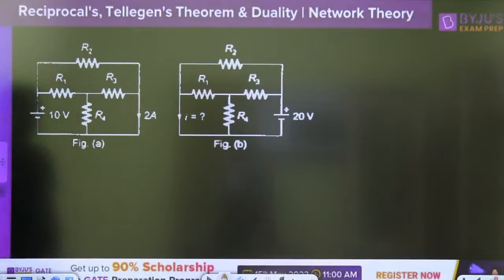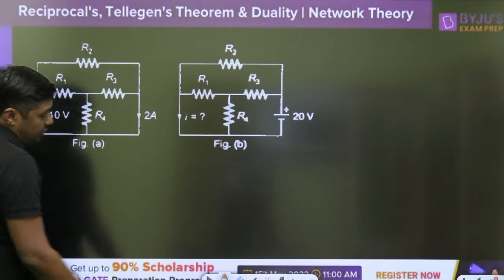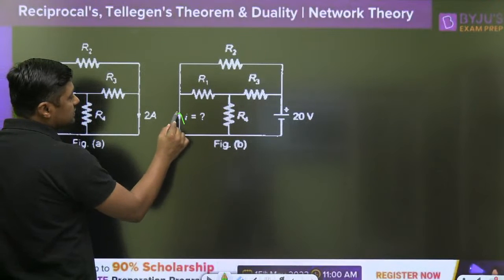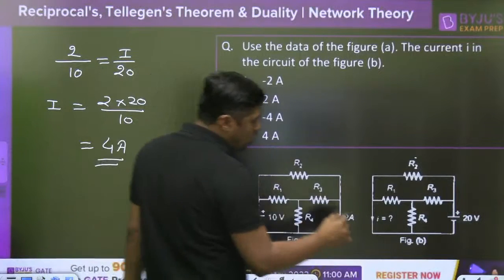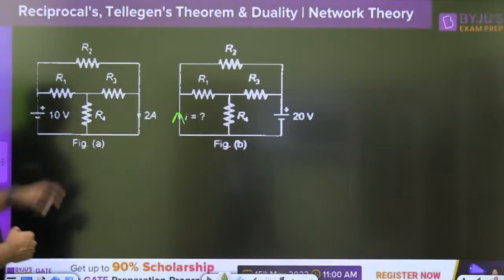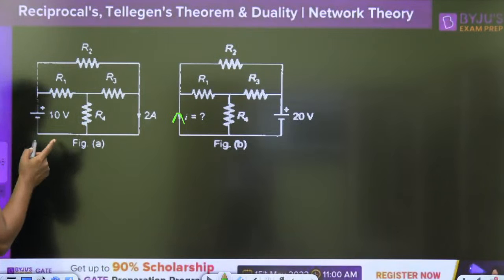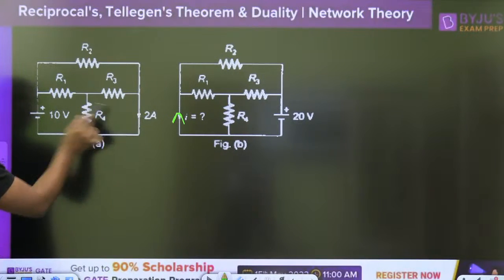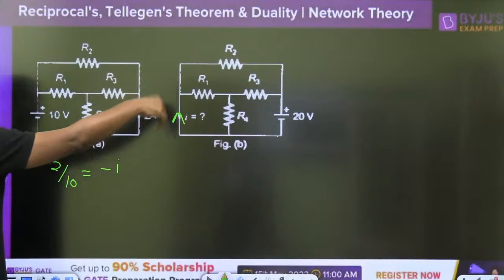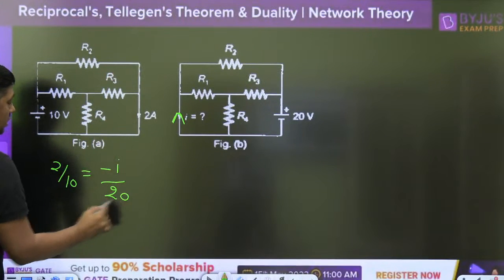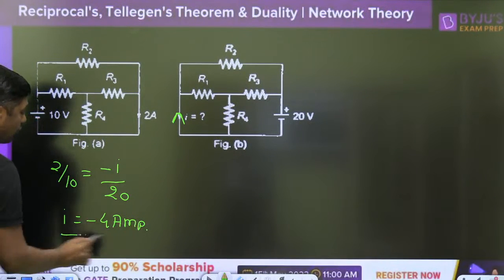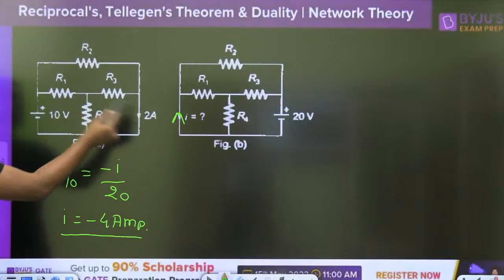Then there are different types of cases here. For example, try to understand, if that arrow is reversed. In the first case, the arrow is downward. Always watch this arrow. In the second case, I am using the arrow upward. Then what will be the answer? Always remember, this is 2 divided by 10. In this case, it will become minus I divided by 20, because the direction is reversed. What is I equal to? Minus 4 ampere. Watch the polarity with respect to this diagram.